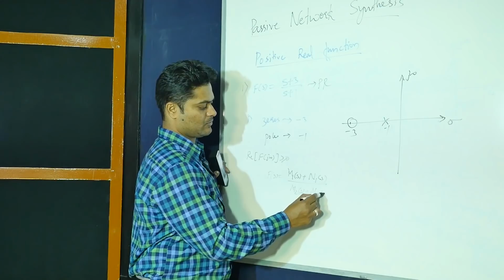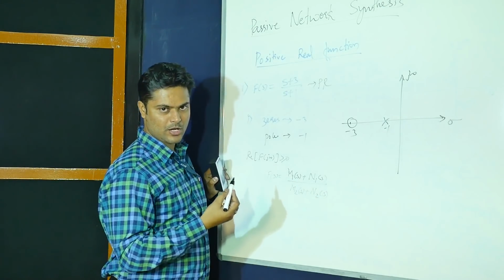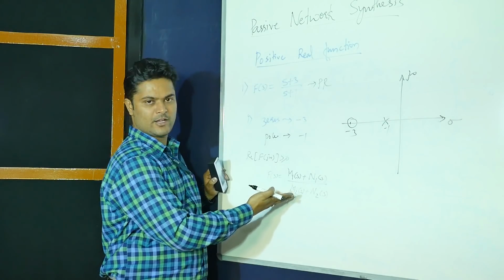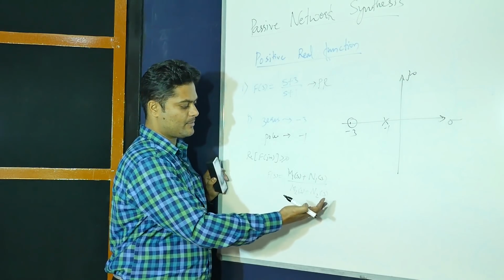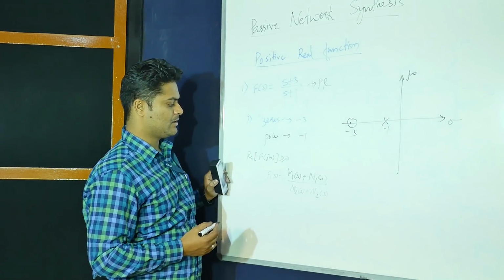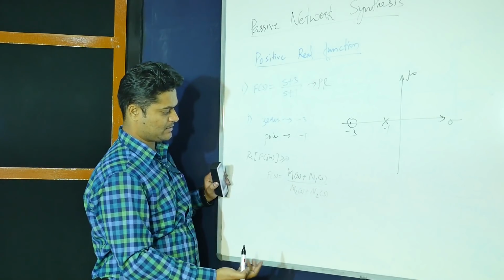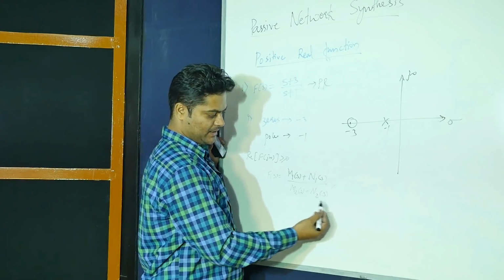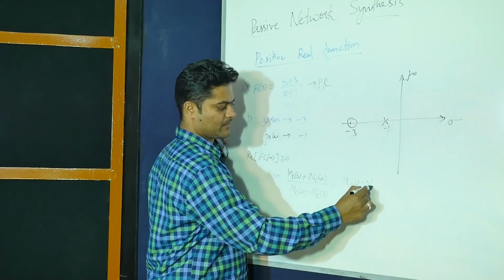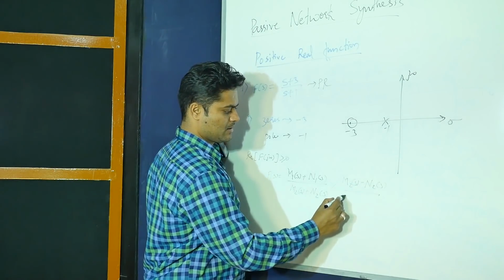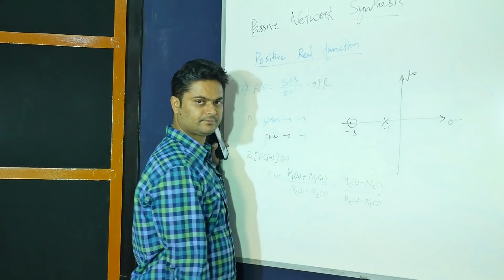So m1 of s is the even polynomial of the numerator, n1 of s is the odd polynomial of the numerator. Similarly, m2 of s is the even polynomial of the denominator, n2 of s is the odd polynomial of the denominator. So to get the real part of f of s, I need to multiply the denominator by its conjugate form, m2 of s minus n2 of s.